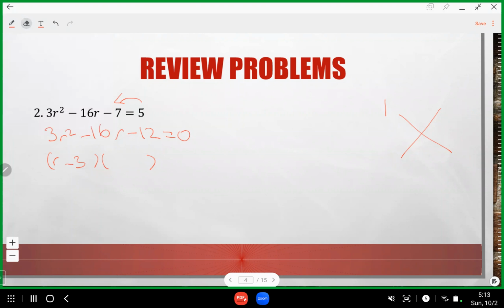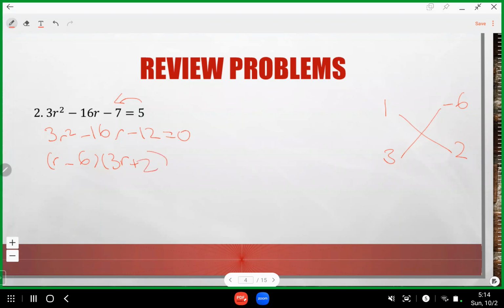I need to switch this around a little bit. So the factors of 3 and then factors of 12 are going to be -6 and 2. All right, so that's how it's supposed to look. So you need to switch up these factors too. Okay, 3r plus 2. Okay, now I think this is correct.